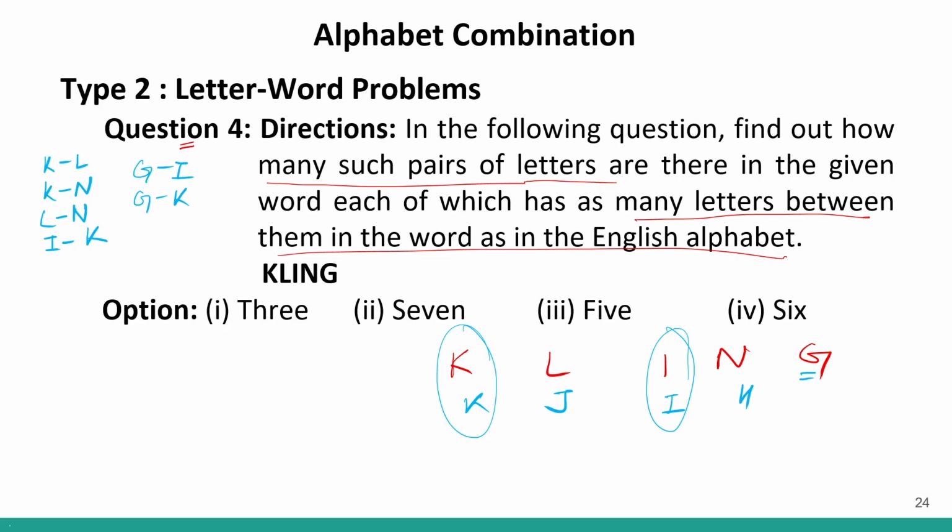How many pairs do we have? 1, 2, 3, 4, 5, 6. So in total we have 6 pairs that have as many letters between them in the word as in the English alphabet. So the answer will be option number 4, 6.